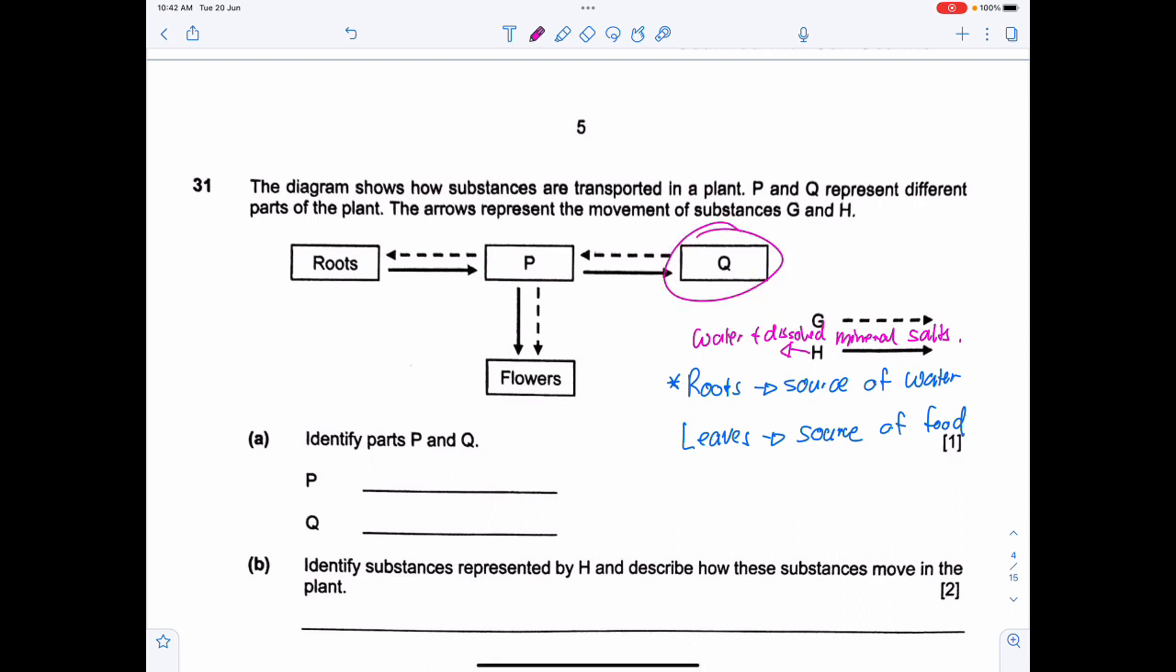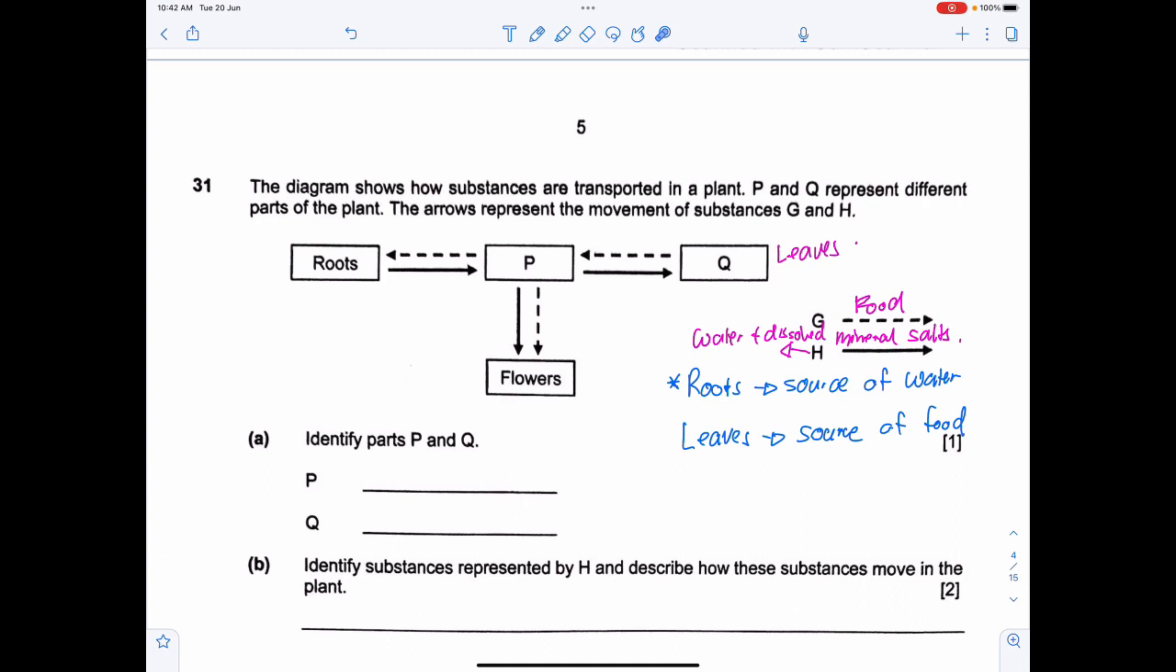So more often than not, I will already know more or less my G is probably food. And then my Q over here, these are my leaves. Why? Because it originated from Q. Flowers, the main function of flowers is to reproduce, not to produce food or anything. So it's like the taker of all things. You will take food from your leaves. It will also take water and dissolved mineral salts from your roots.